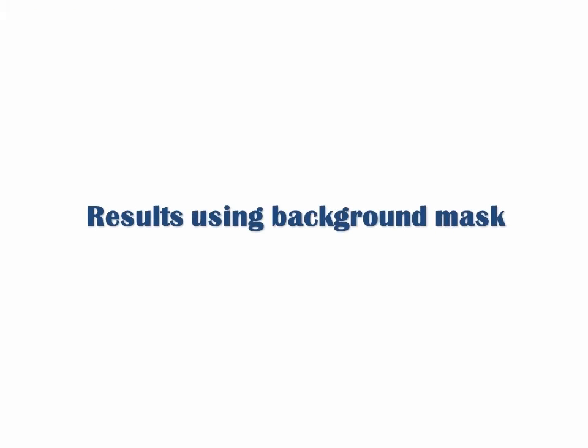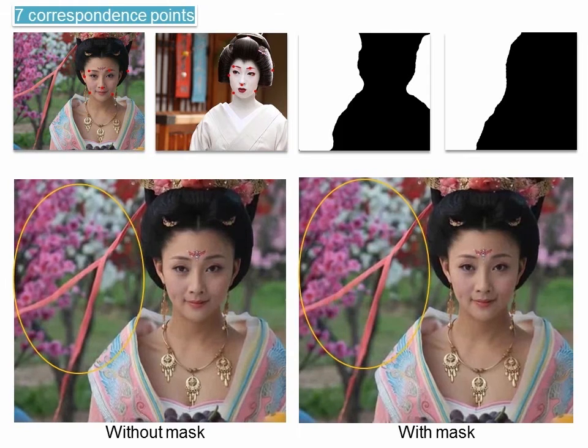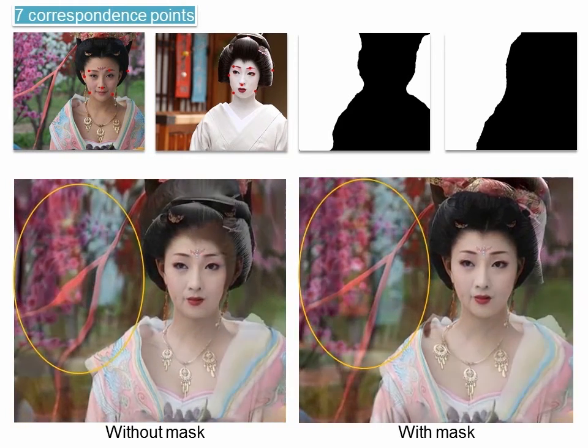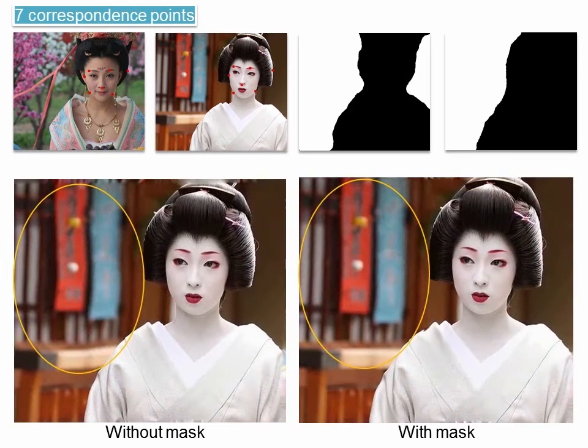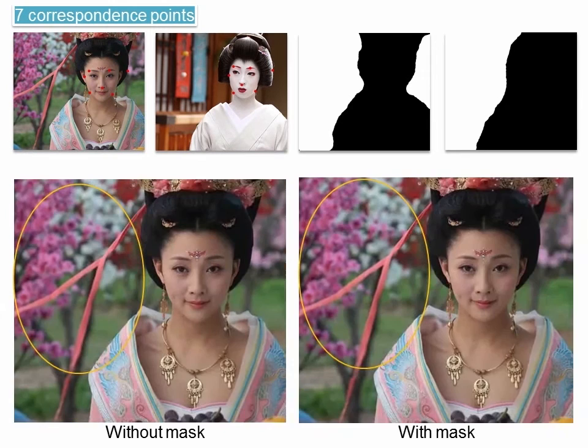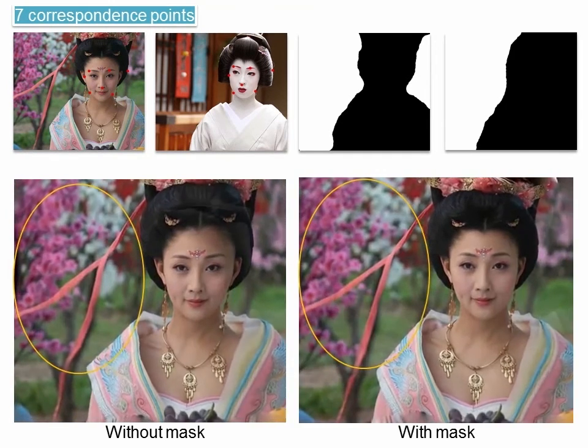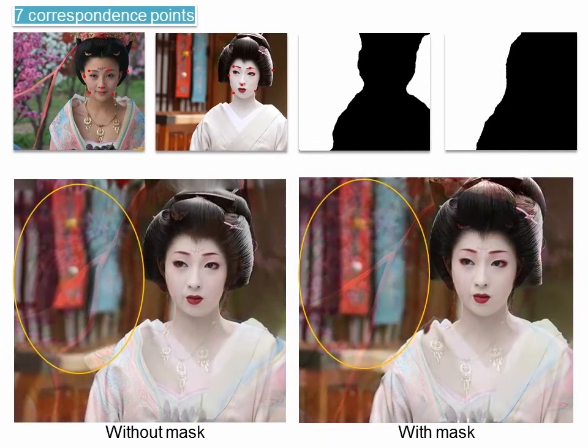In this next example, we let the user draw a mask to ignore the background during optimization. This is useful, for example, in cases such as the circled region, where the contents are vastly different and the user simply wants to smoothly blend the images without further deforming the vector field.